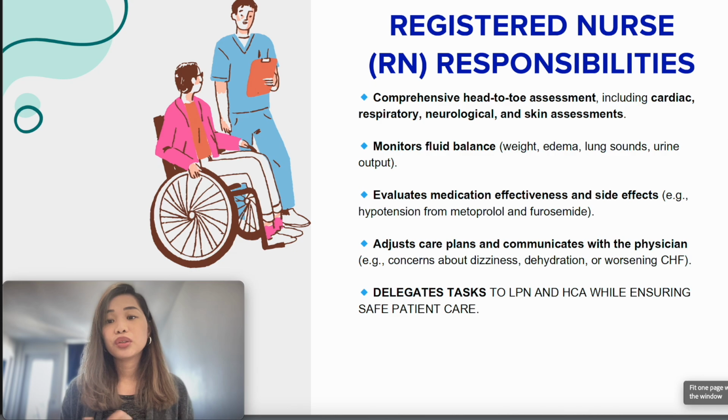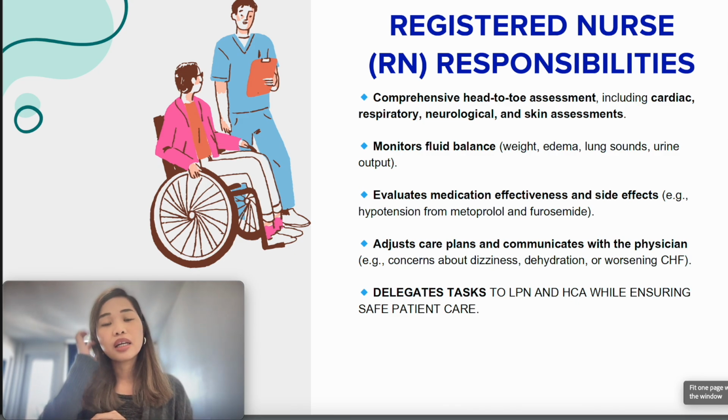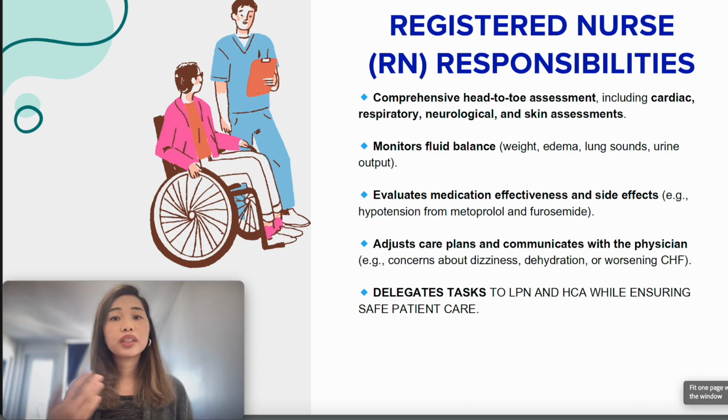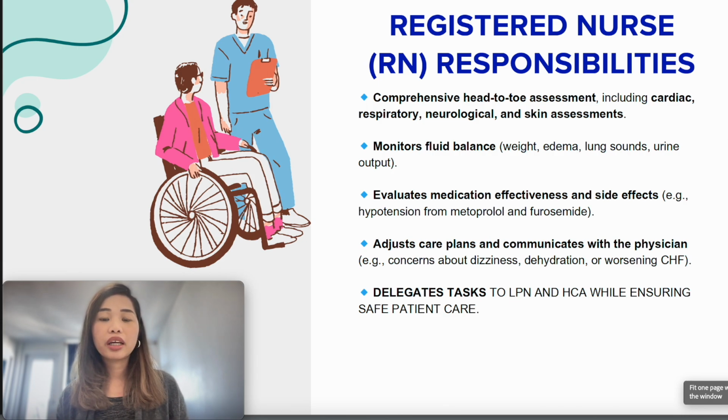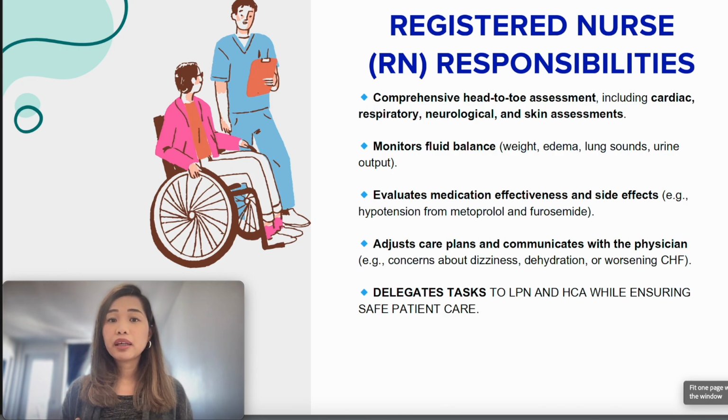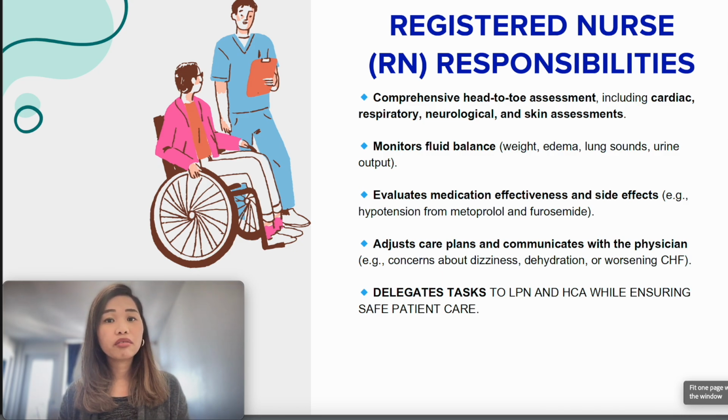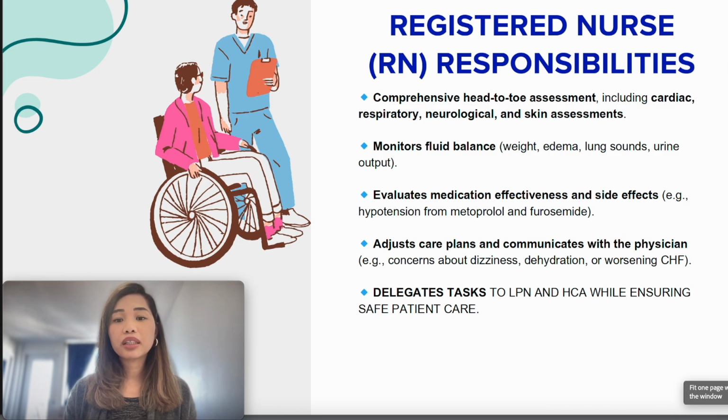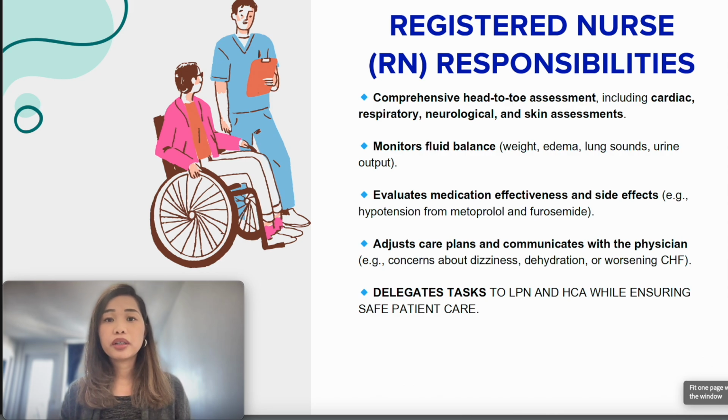And also, you need to assess the patient's urine output. Next, depending if there's an RN and then there's an LPN. If there's an LPN, usually the LPN gives the medication, the scheduled, and sometimes the PRN. However, if the LPN is not tasked to give the medications, the RN is the one giving medications, that would be your responsibility.